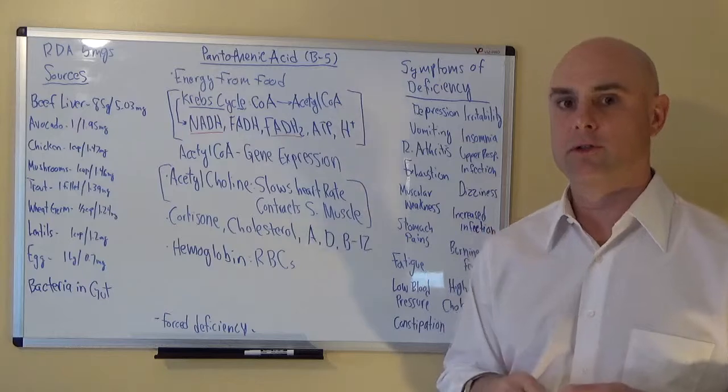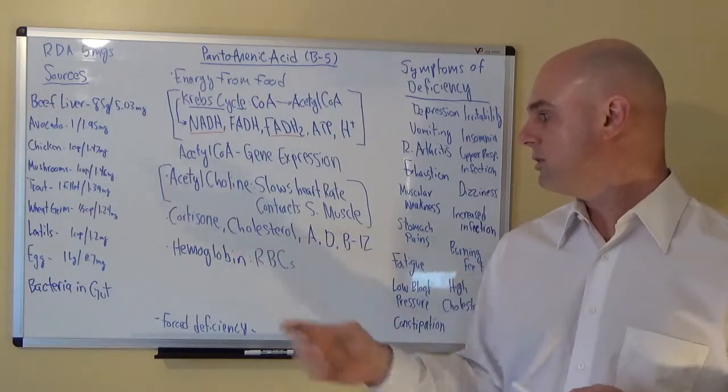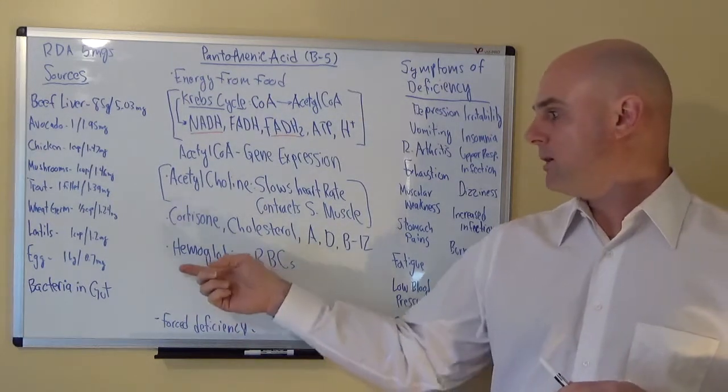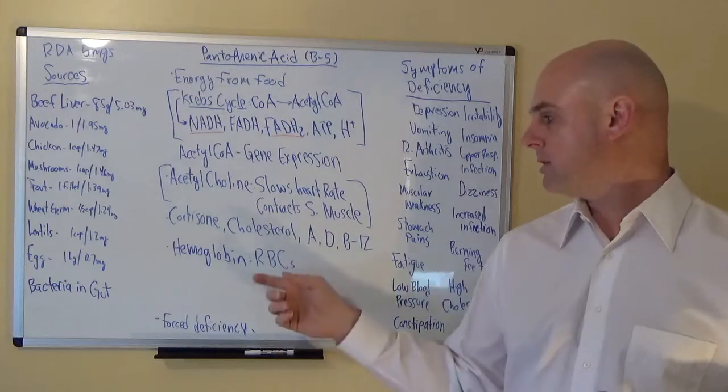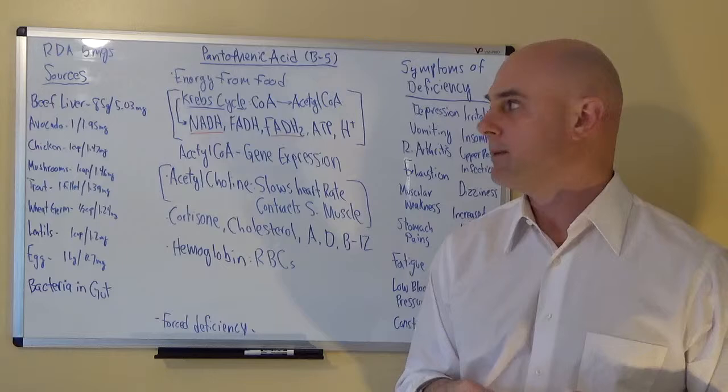Pantothenic acid is also used to make cortisone, which is the stress hormone. It's used to make cholesterol, vitamin A, vitamin D, vitamin B12, as well as hemoglobin. And hemoglobin is found in red blood cells, and it's used to carry oxygen throughout the body.